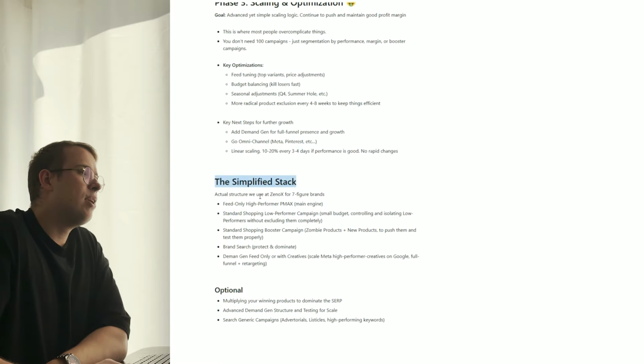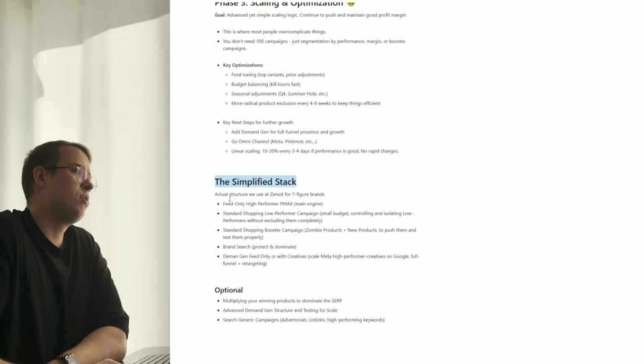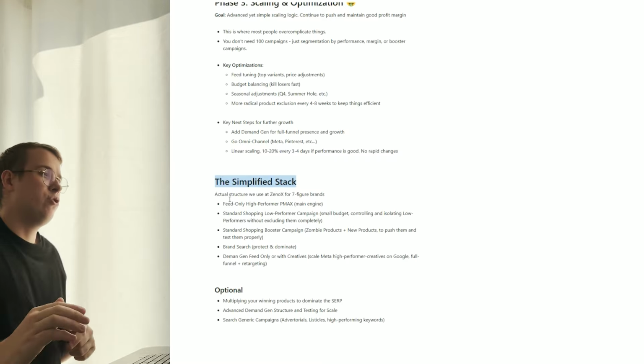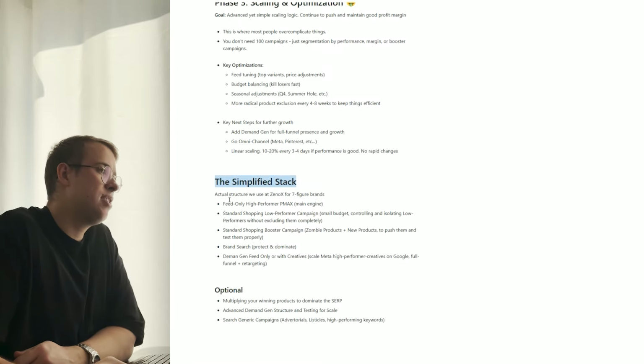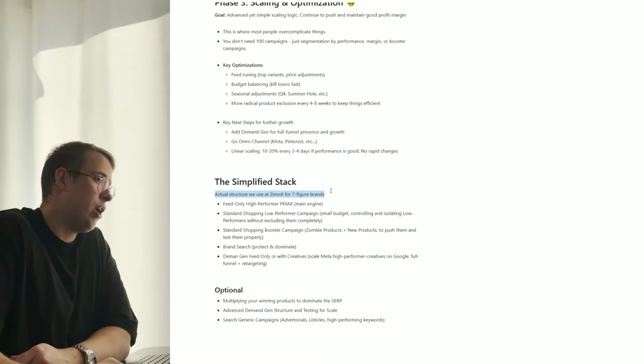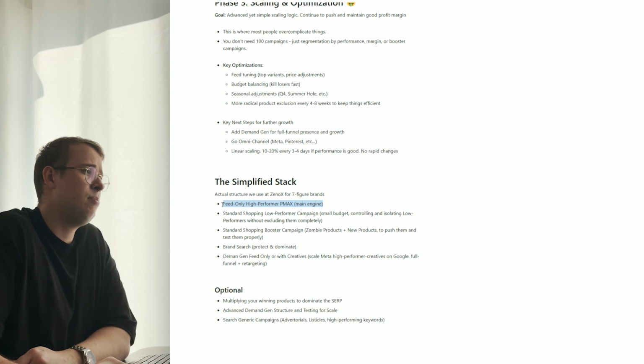So to break it down, that's how it basically looks, super simple, so you can see it more visually, right? That's how a typical campaign split would look, something that we actually use for most of our clients, because it just works for everybody. It's a feed only high performer PMax. So basically all the products except the low performers that we take out here.